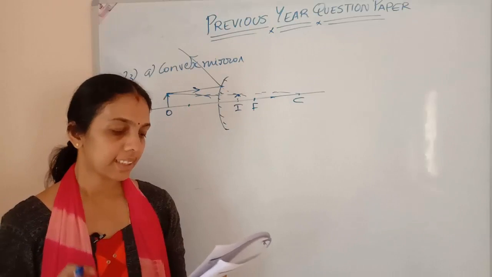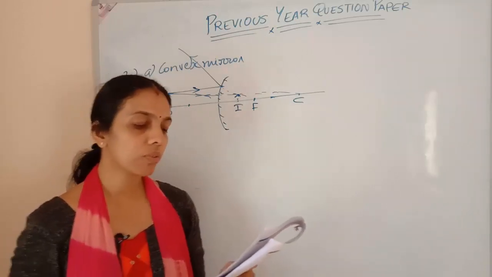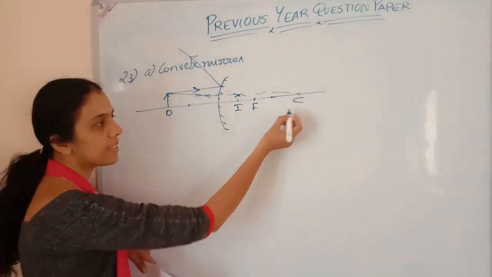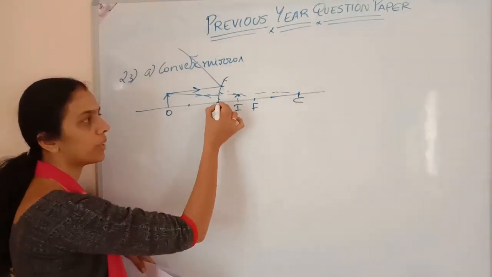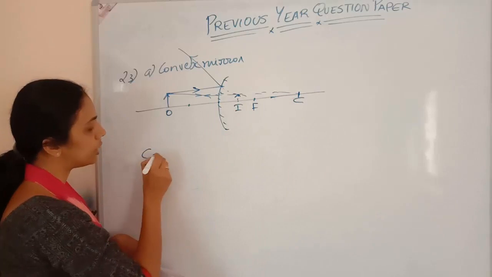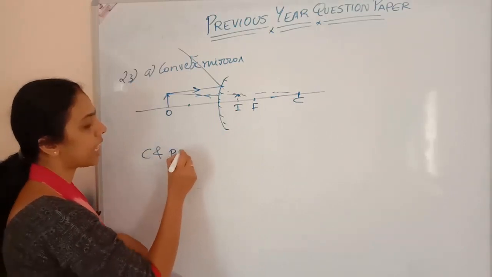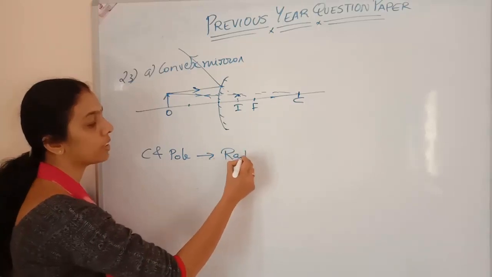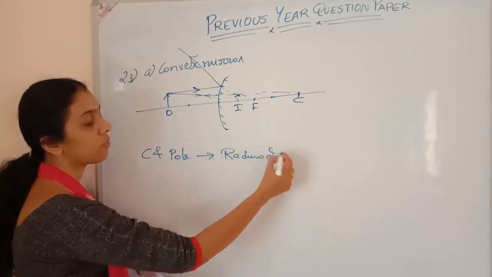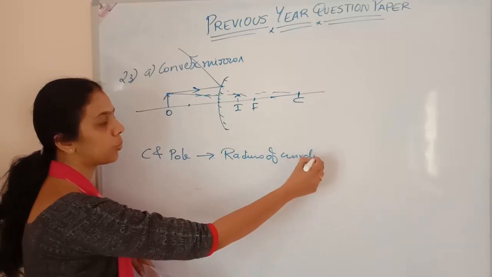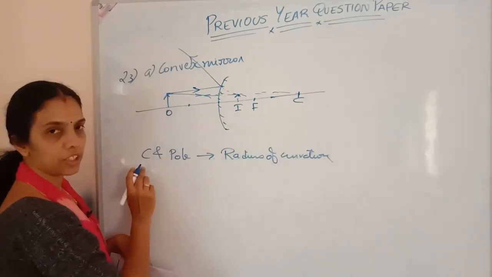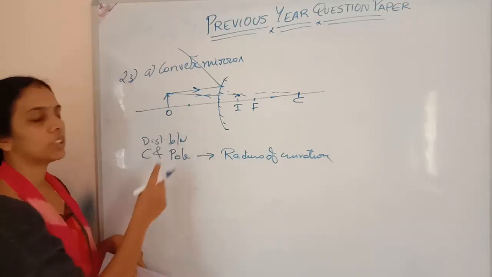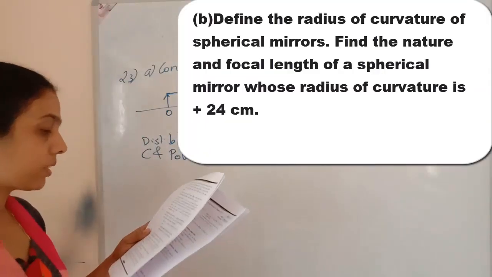So these are the uses of convex mirrors as rear view mirrors. Next, define the radius of curvature of a spherical mirror. What is the radius of curvature? The distance between the center of curvature and the pole of a mirror is called the radius of curvature.